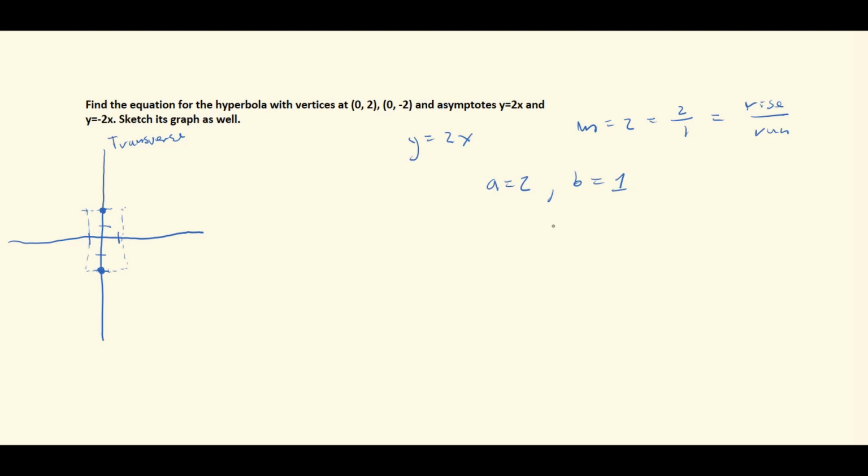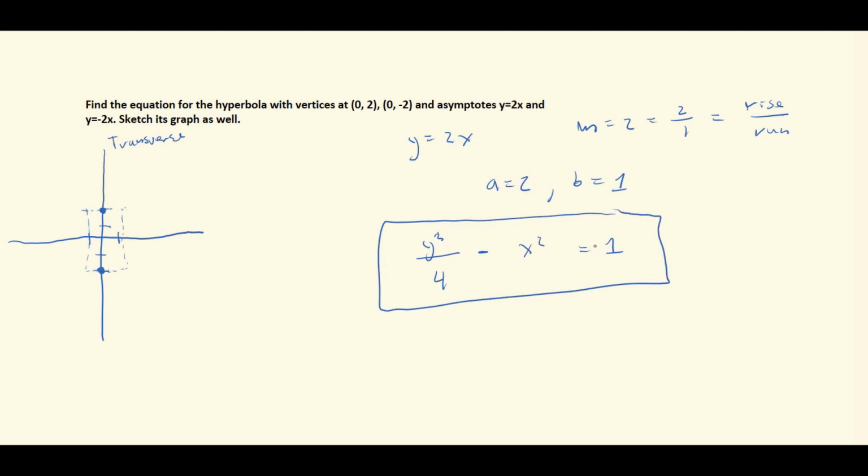So we can go ahead and start writing our equation. Because the y-axis is the transverse axis, that's going to be the positive term. So we're going to have y squared over a squared. A is 2, so a squared is going to equal 4. We have our minus x squared over b squared, which is just going to be 1, is equal to 1. And then we don't need to write x squared over 1. That's the same thing as just x squared. So we actually already found our equation. Our equation is y squared over 4 minus x squared is equal to 1.